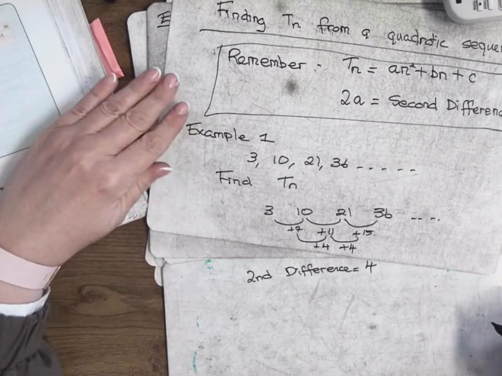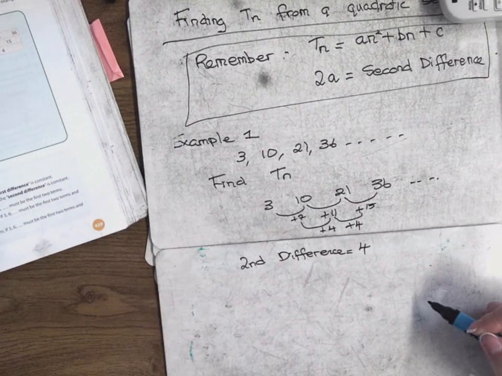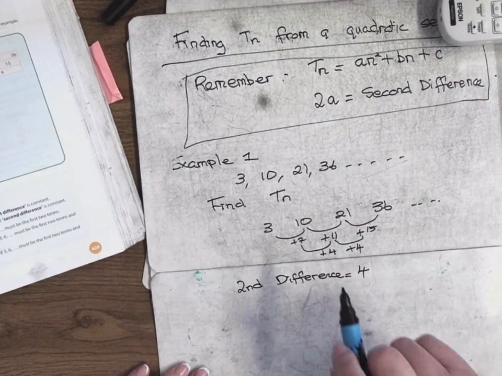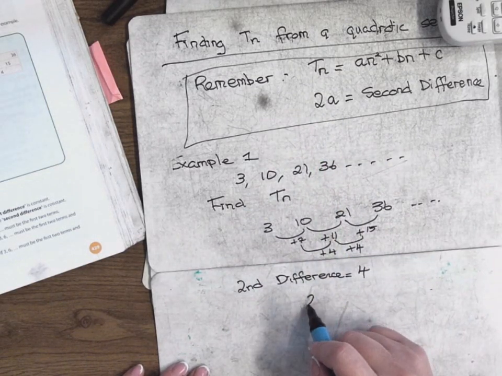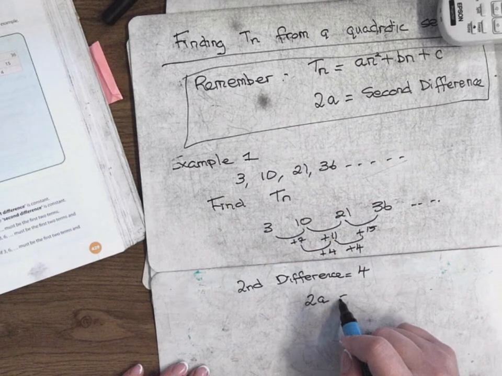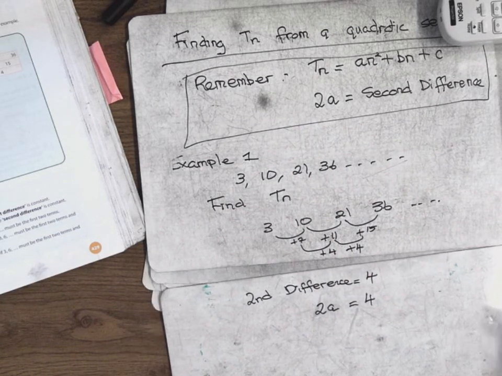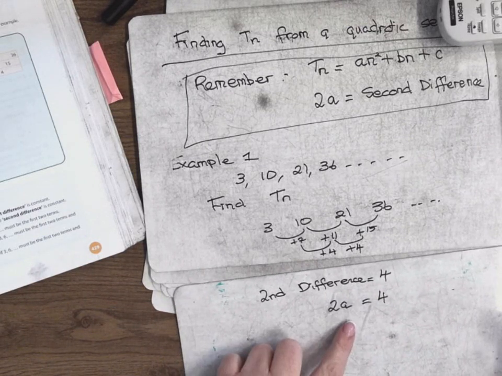Okay, so the second difference is equal to 4. So that's my conclusion so far. But I know that 2a, so 2 times a is equal to 4. Right? How do I know that? Because it's a fact and I learnt it and I put it into my head and I need to remember it. Okay? So 2 times a is equal to 4.